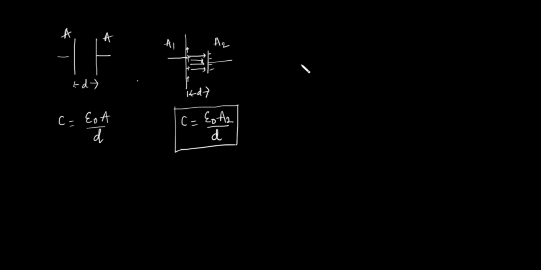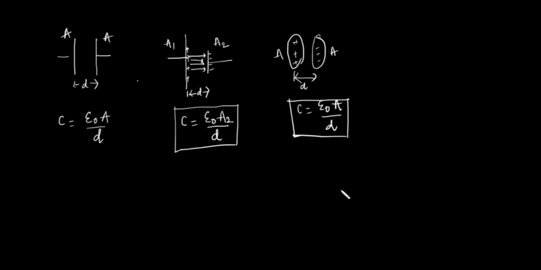Now if it is circular also, say two circular plates like this separated by a distance D, this area is A, this area is A, the separation between them is D, one is having positive charge and the other negative charge, then this is also called a parallel plate capacitor. It can be two discs separated by some distance also. C is equal to epsilon naught A by D.